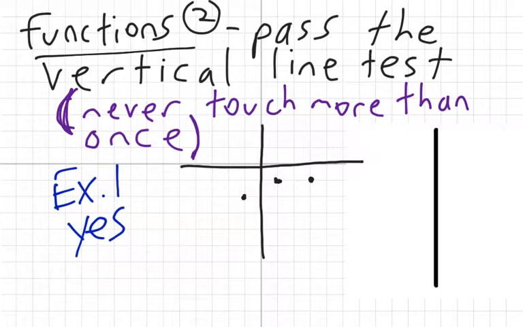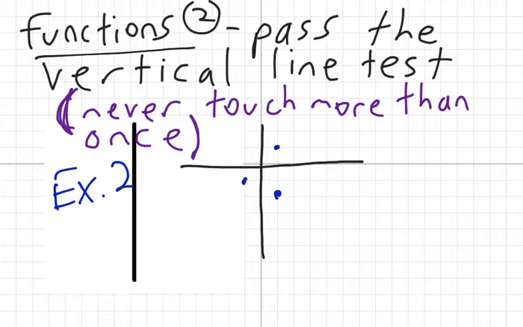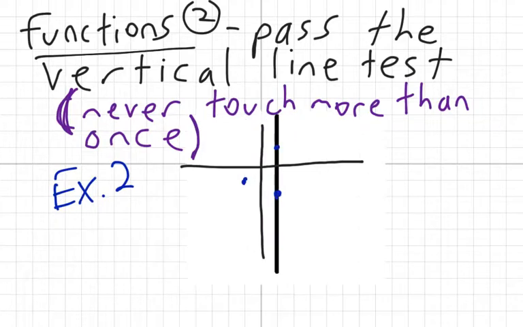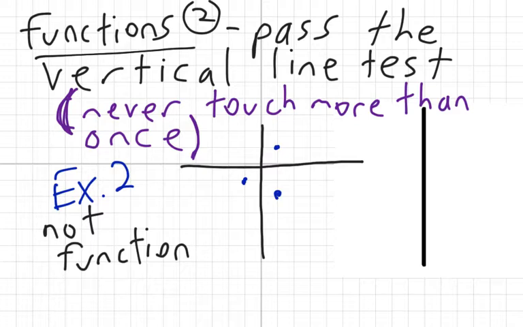Alright, let's try another one. Make another graph. And for example 2, now let's do right 1, up 1, or 1, 1, right 1, down 2, and we'll do left 1, down 1. Alright. Now we're going to take our pencil and vertically put it vertical and just slide it across. It crosses once right there. Oh, it crosses twice right there. So since it touches more than once, we're going to say no, it's not a function. So if it ever crosses more than once, it's not a function.